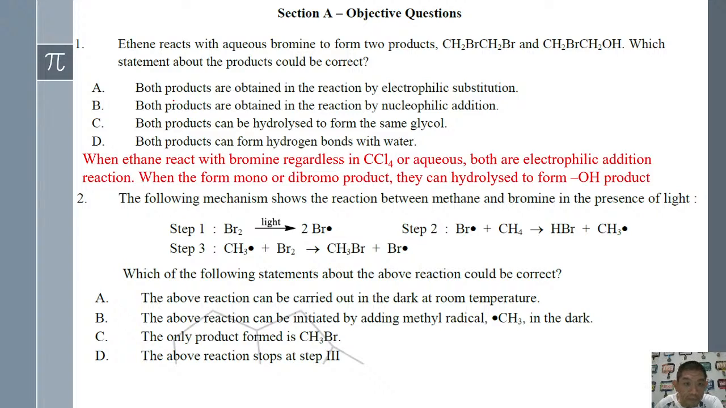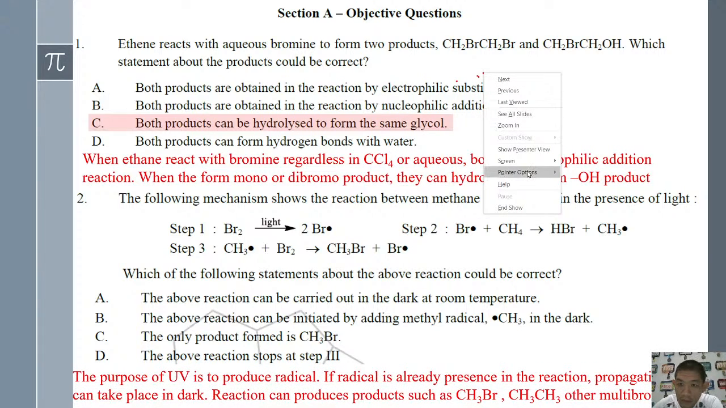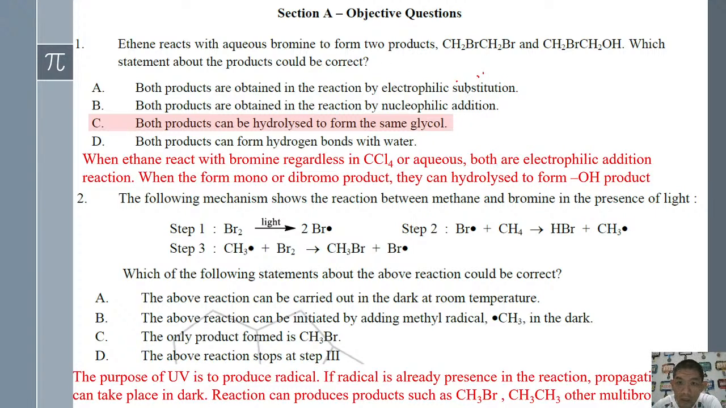Okay, so A: both products are obtained by electrophilic substitution. Now, it is not electrophilic substitution. Instead, it is electrophilic addition. Okay, it is not electrophilic substitution, it is electrophilic addition. And then B: both products are obtained by the reaction of nucleophilic addition, which is also wrong, as I explained.